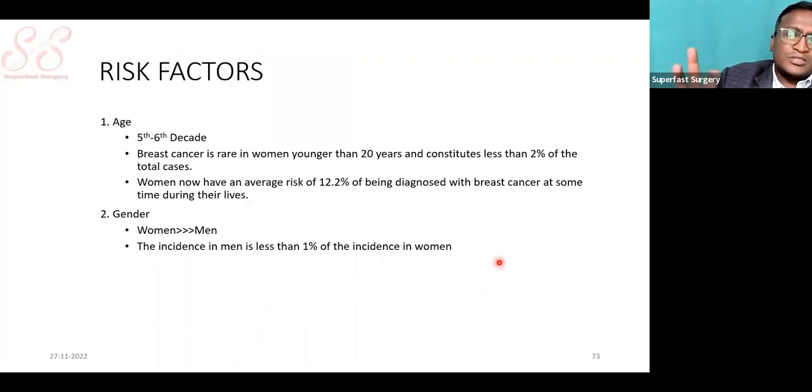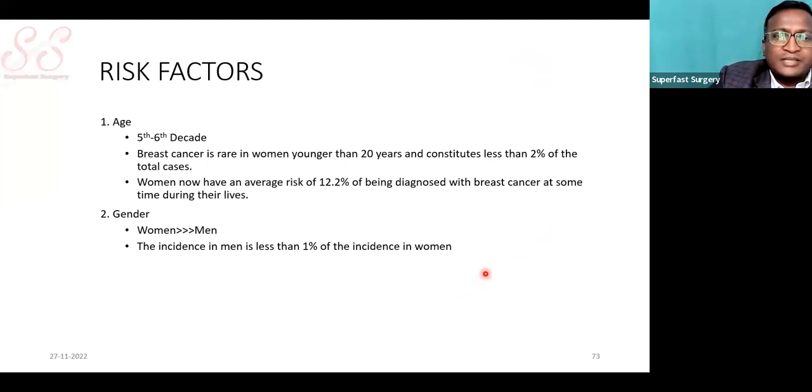Now, the most important risk factor is female sex. Sex itself is an important risk factor for breast cancer in women. You may not believe it, but the incidence of breast cancer in women is about 100 times more than in men. So female, 100 to 150 times. So the most important risk factor for development of breast cancer is gender.